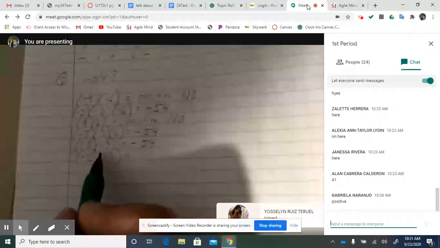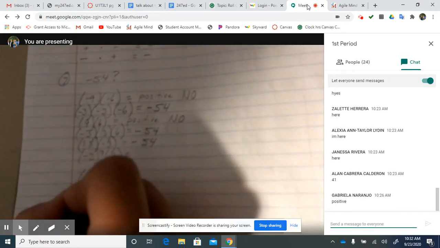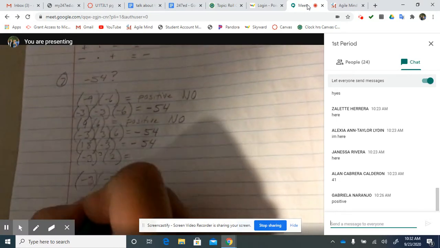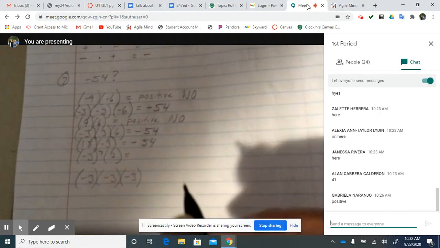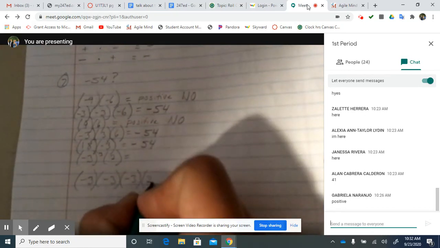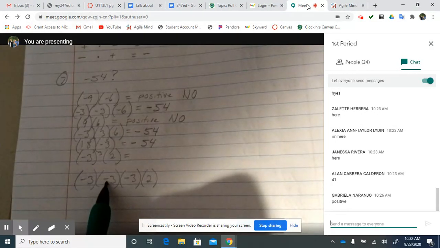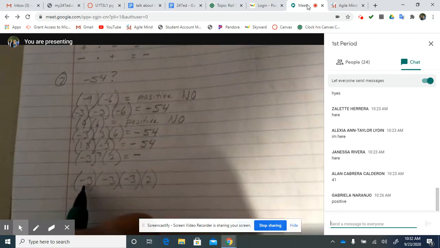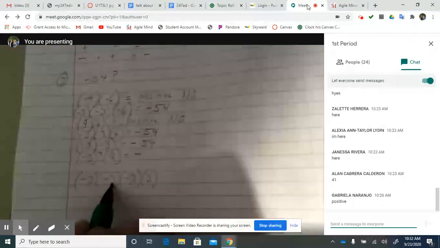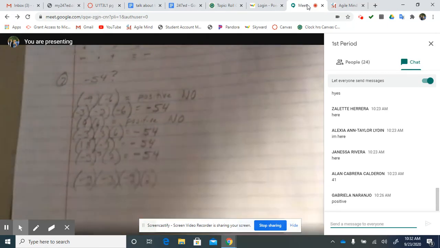Negative 3 to the third power. Okay, so negative 3 to the third power is going to be negative 3 times negative 3 times negative 3. And then we're going to be multiplying that times 2. So negative times negative gives us a positive, times a negative gives us a negative. 3 times 3 is 9. 9 times 3 is 27. And 27 times 2 is 54.